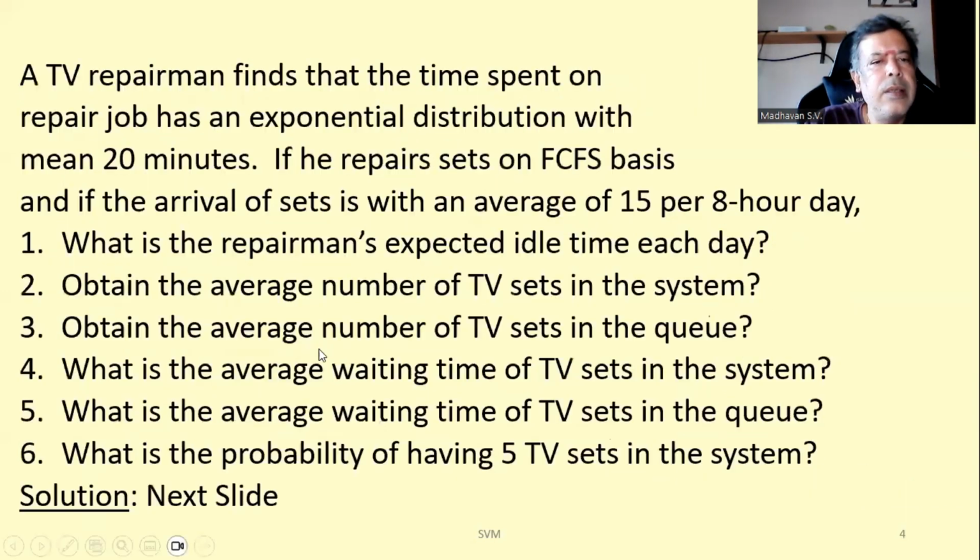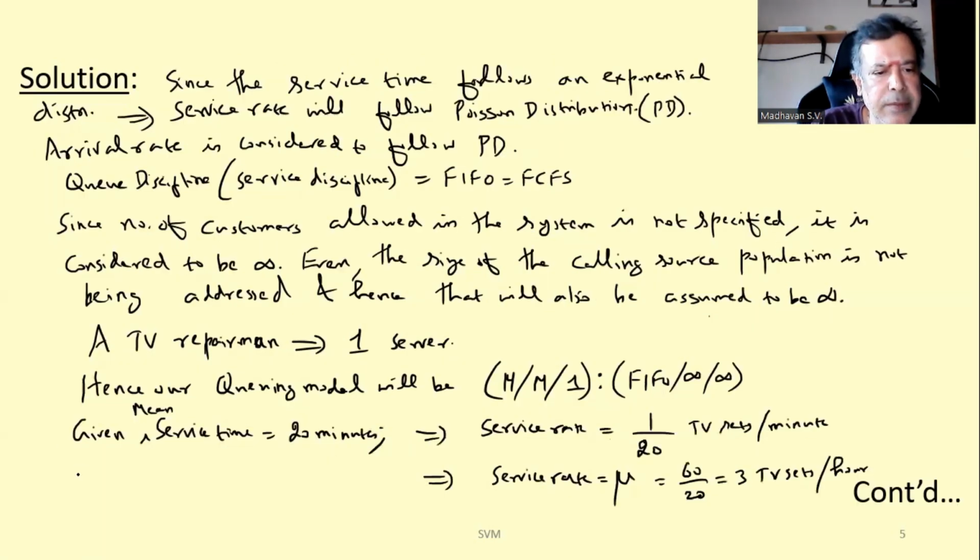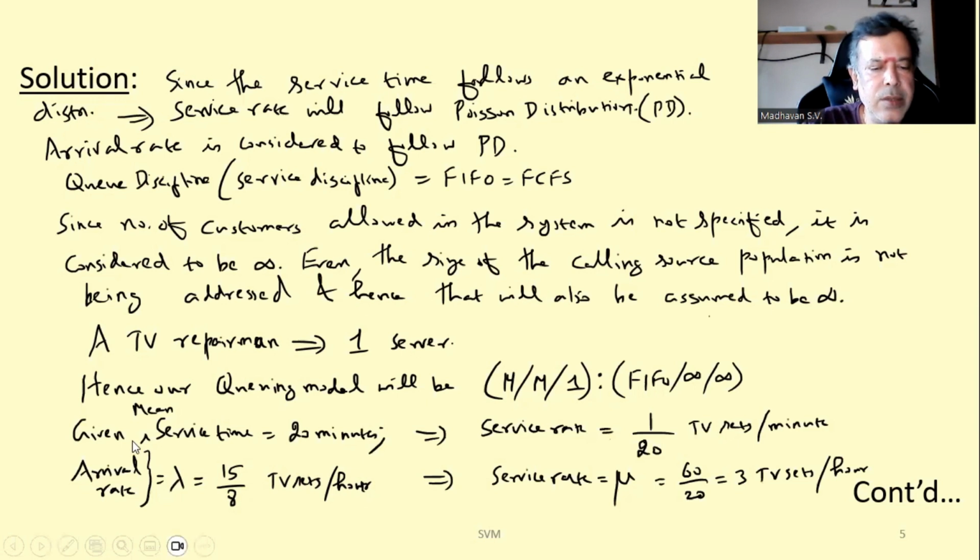Right. Then the question talks about arrival of sets with an average of 15 per 8-hour day. They gave us the arrival rate, which is denoted by lambda, that is given as 15 per 8-hour day. So 15 by 8 TV sets per hour, because I already divided it by 8 hours. So we got now lambda value as 15 by 8 and mu value as 3.